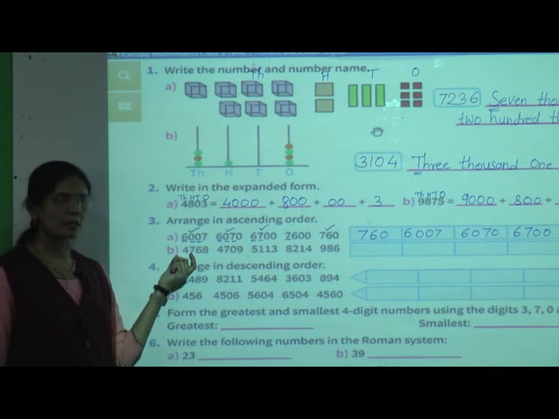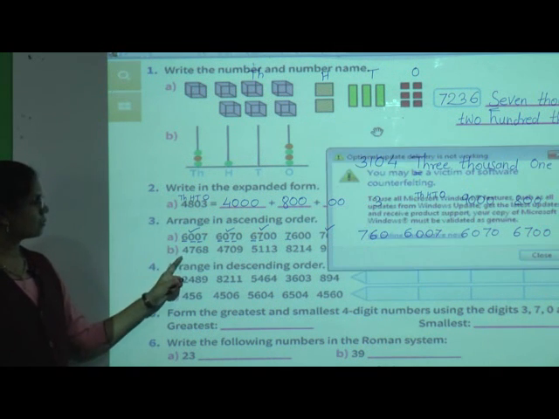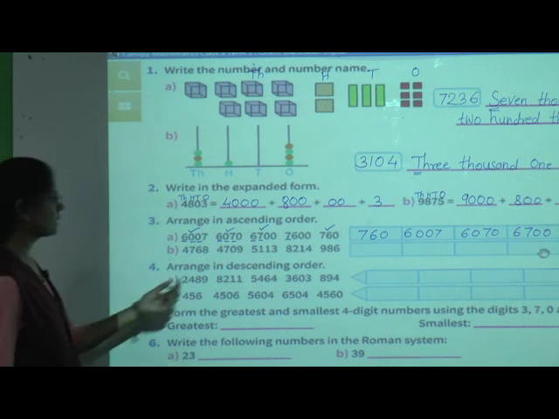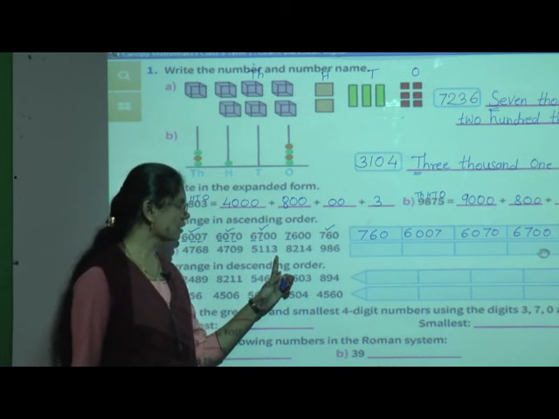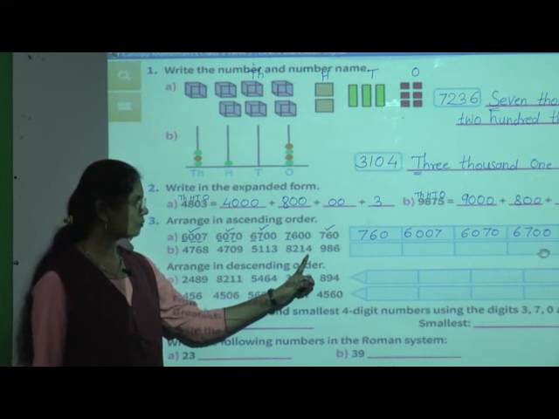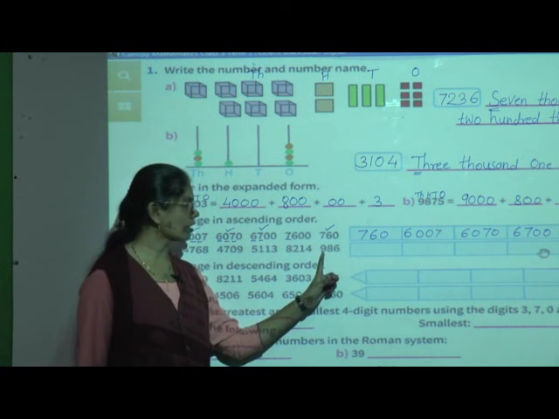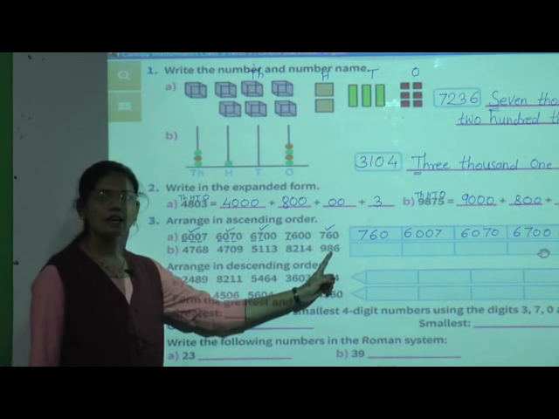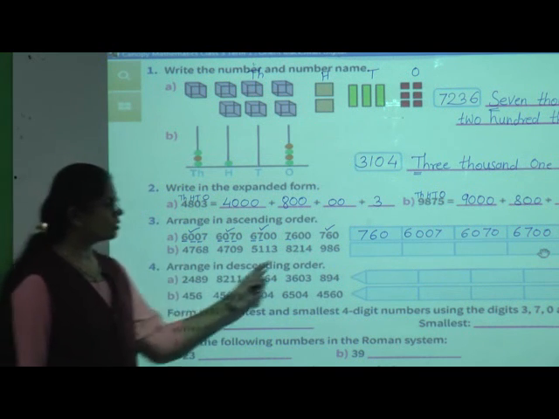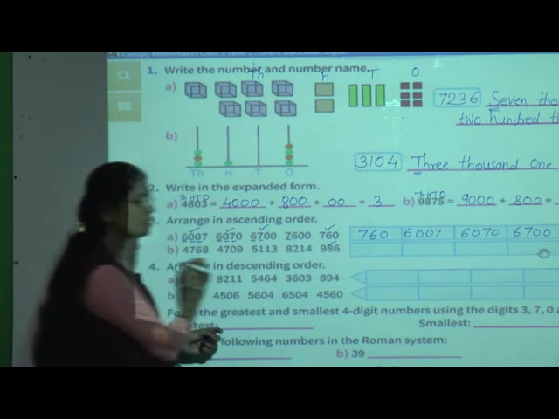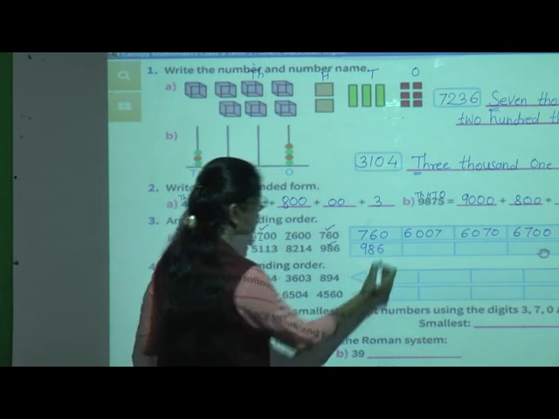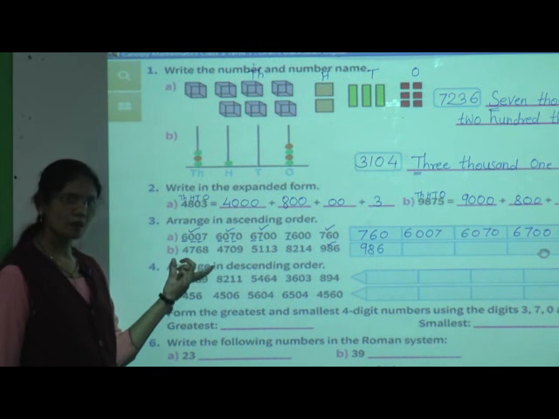Now let us take one more example. B question. The numbers are 4768. The other number is 4709, 5113, 8214 and 986. Now as I told you, 3-digit numbers are smaller than 4-digit numbers. So this number is smallest among these 5 numbers. So first we will write this 3-digit number. Why? Because this is the smallest number among these numbers.